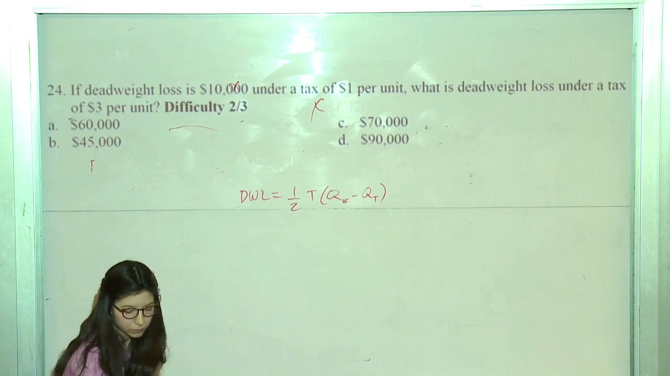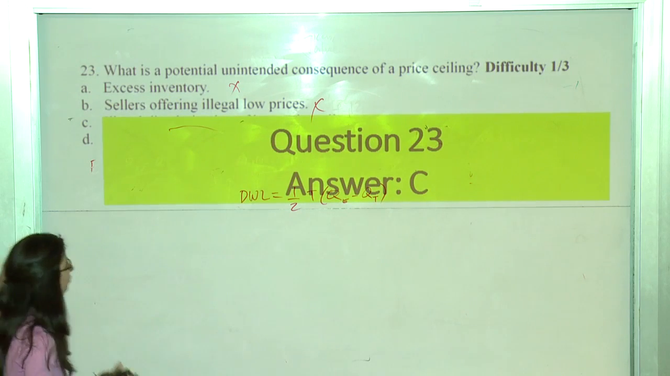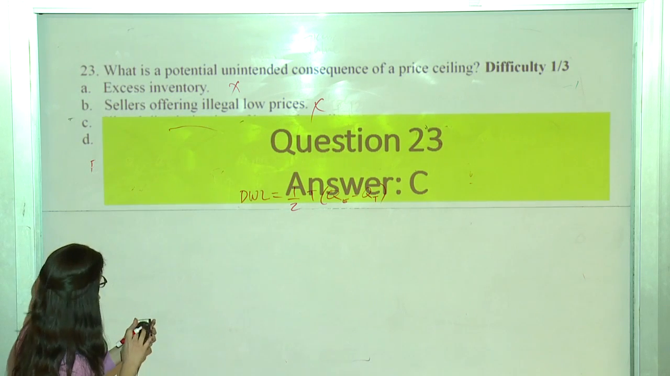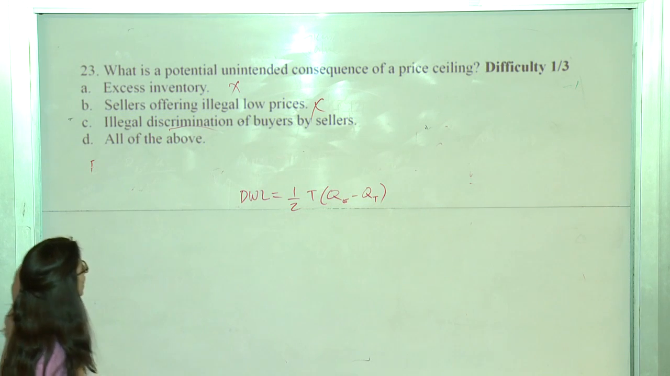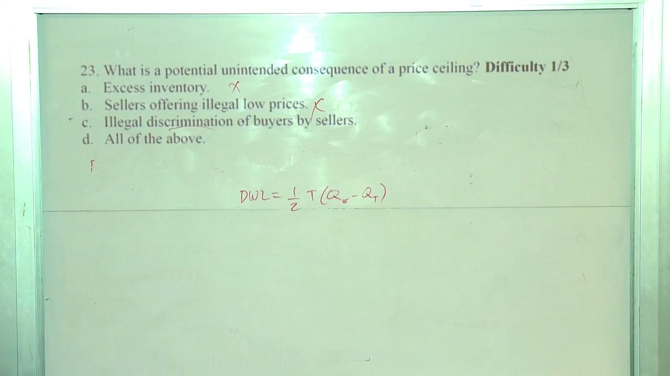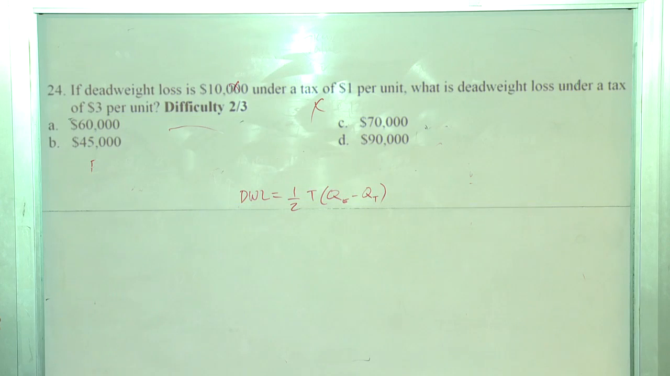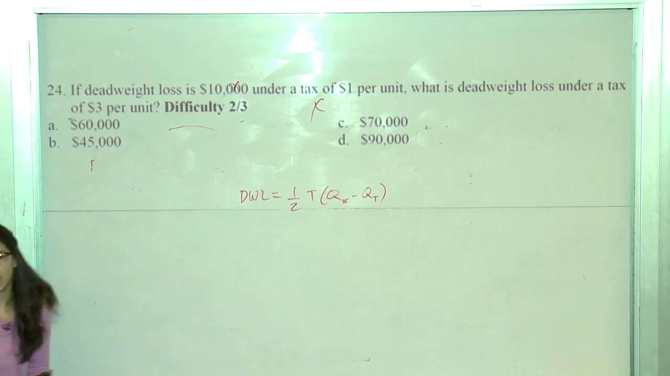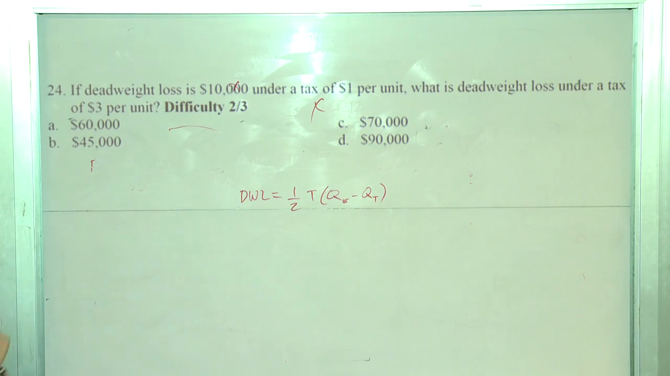So, oh, so sorry, guys. So if I'm facing a tax of $1 initially, and I'm told I have a deadweight loss of $10, that's useful information. And that's going to help me figure out what the deadweight loss is when I have a tax of $3. So here's how it works.